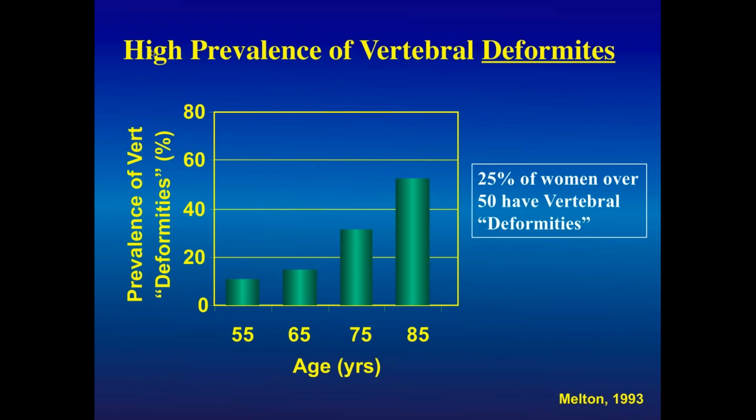And of importance, overall, about 25% of women over the age of 50 will have a vertebral deformity, most of which, perhaps 90% of which, represent osteoporotic vertebral fractures.